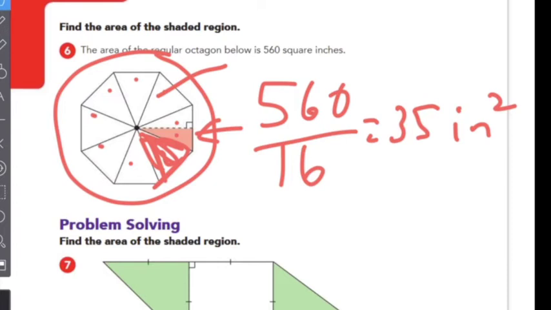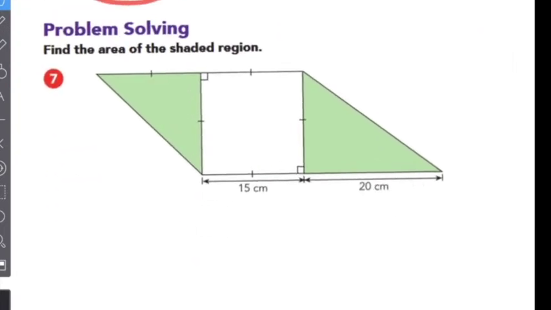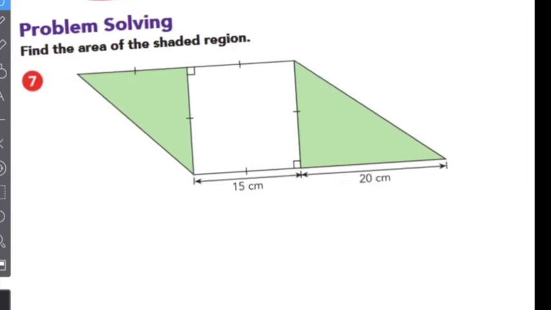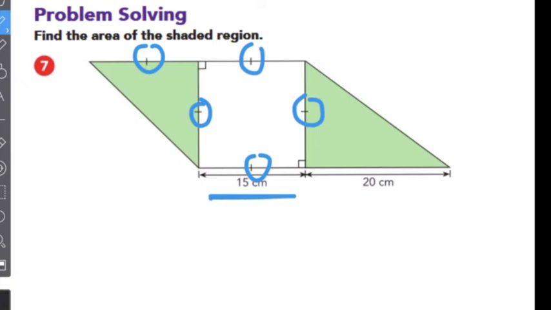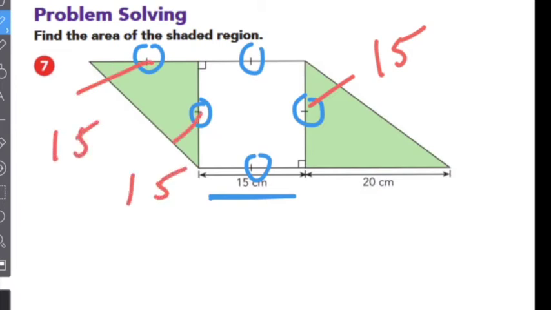Okay, the bottom one. Let me just make it a little bigger. Find the area of the shaded region. Okay, so a couple things. I really need to look at this carefully, and I see that right here, right here, right here, right here, and right here, they're all equal, and they're all the same. So this is a square. So if this line segment's 15, this one has to be 15. This has to be 15. This has to be 15. So now I have enough information to solve this.